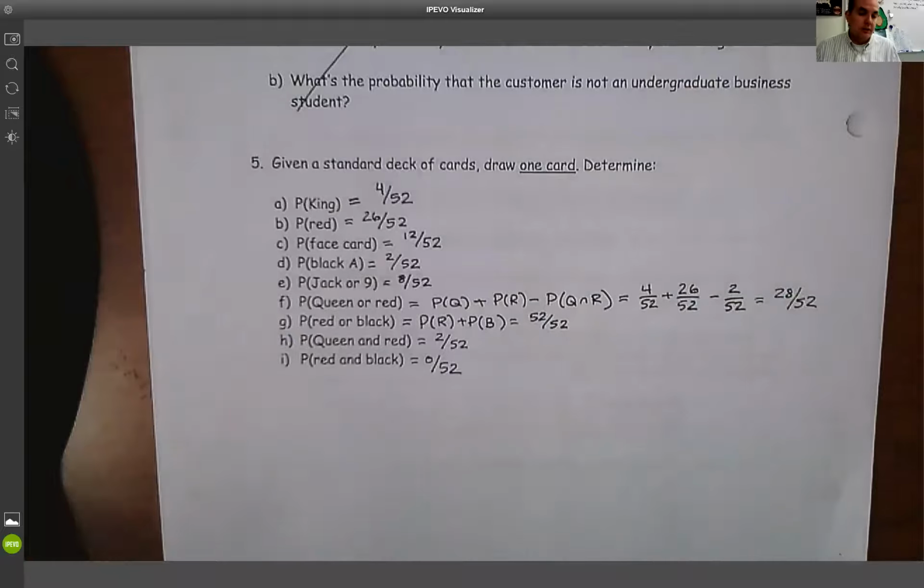But again, remember your deck of cards thing we talked about. So hopefully that helps. I'll put this up on the day 5 stuff. So hopefully you can use that to check your work.